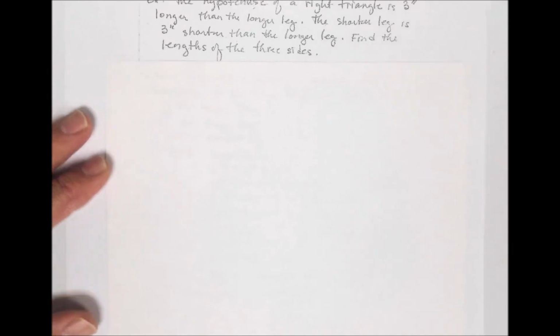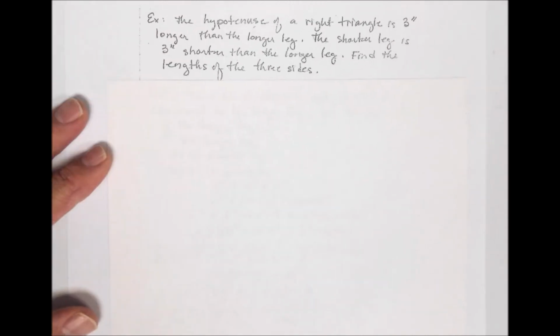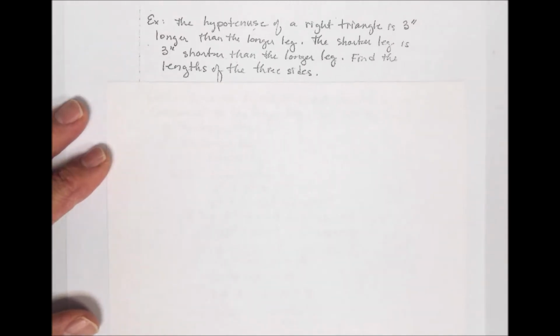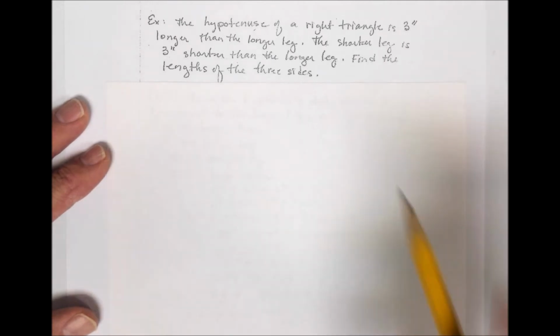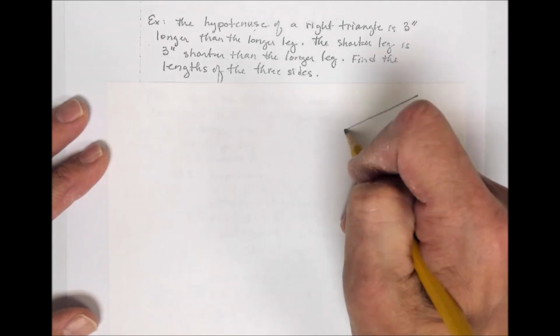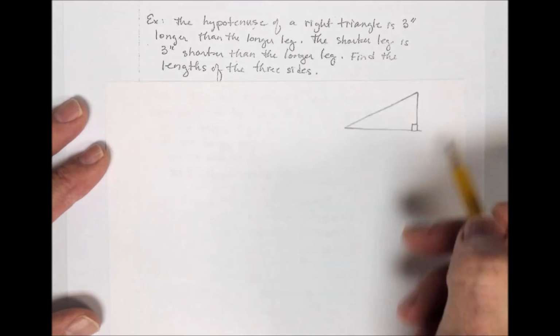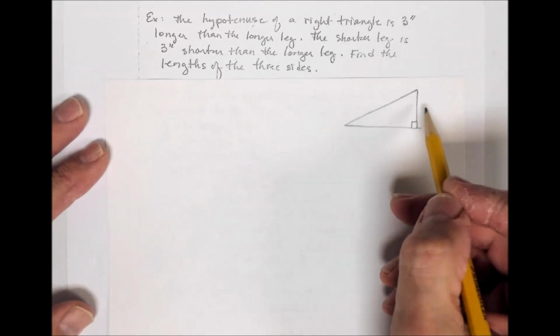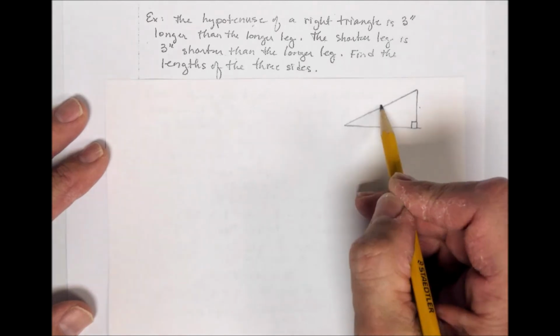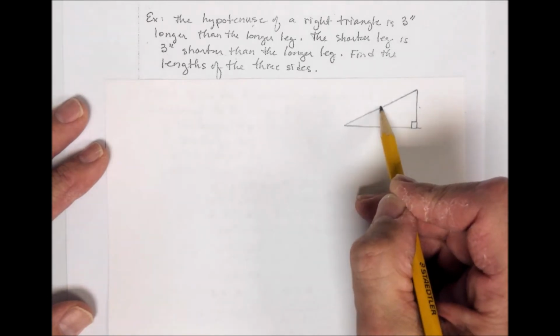The hypotenuse of a right triangle is 3 inches longer than the longer leg. The shorter leg is 3 inches shorter than the longer leg. Find the lengths of the 3 sides. I'm definitely drawing a picture. So here's a right triangle. Just based on my diagram, this is the shorter leg, this is the longer leg, and this is clearly the hypotenuse.